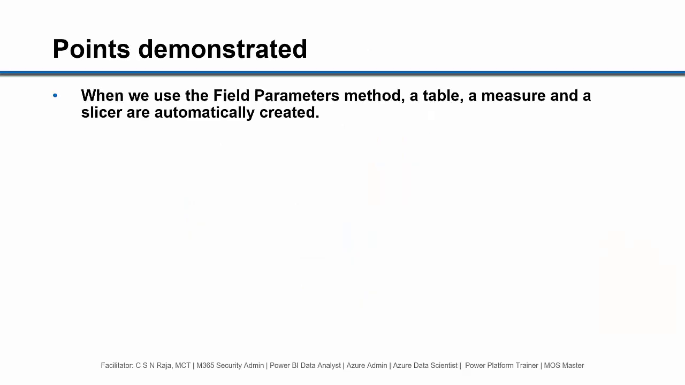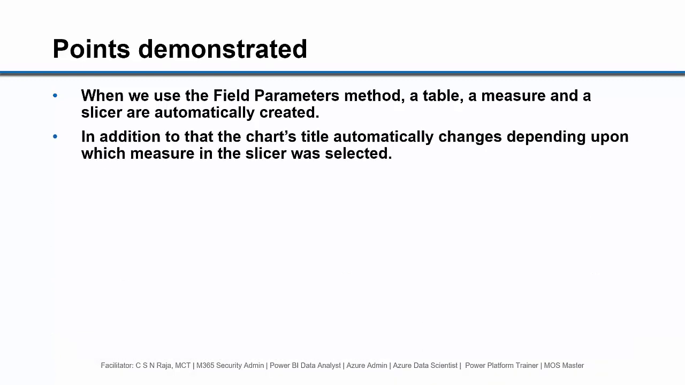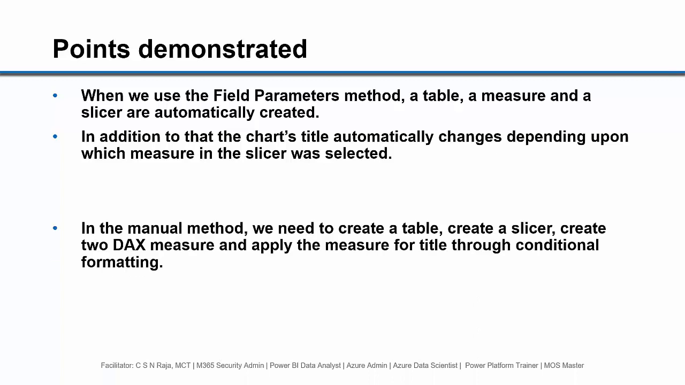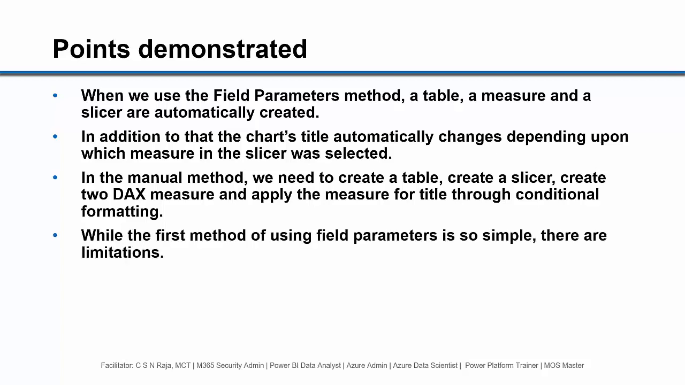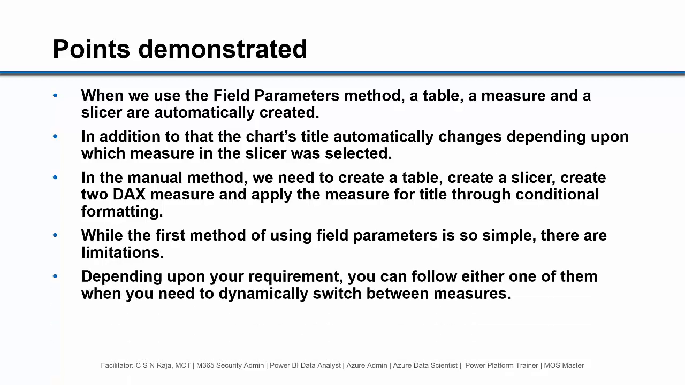When we use the field parameters method, a table, a measure, and a slicer are automatically created. In addition to that, the chart's title automatically changes depending upon which measure in the slicer was selected. In the manual method, we need to create a table, create a slicer, create two DAX measures, and apply the measure for the title through conditional formatting. While the first method of using field parameters is so simple, there are limitations in that. Depending upon your requirement, you can follow either one of them when you need to dynamically switch between measures.